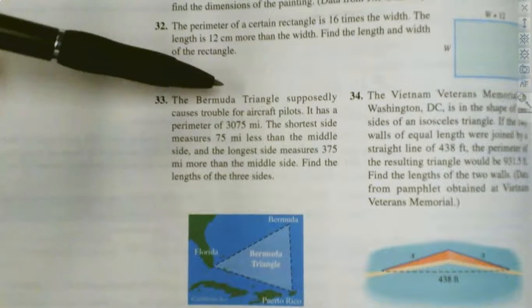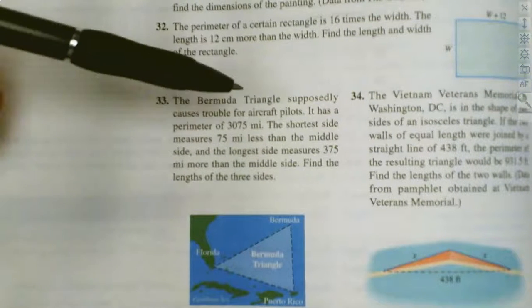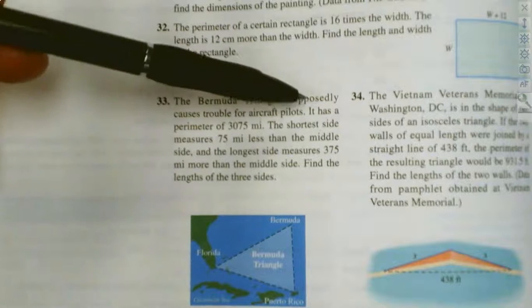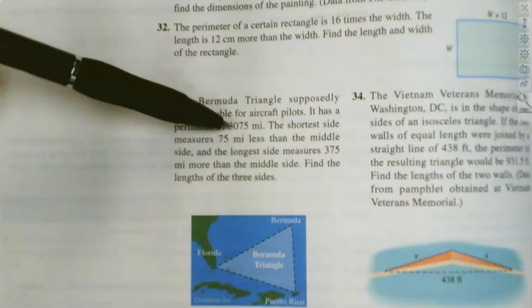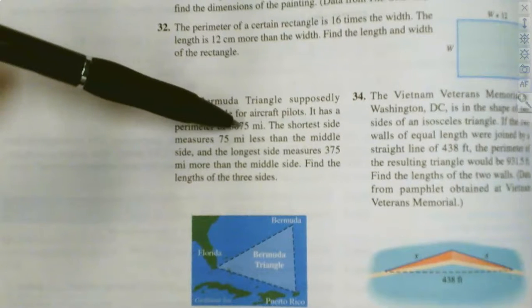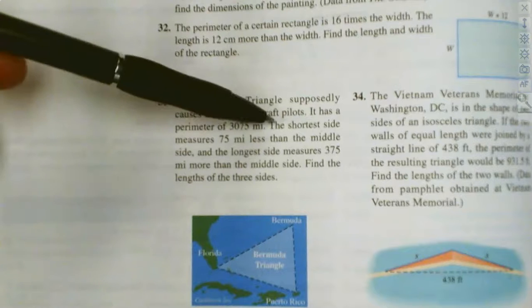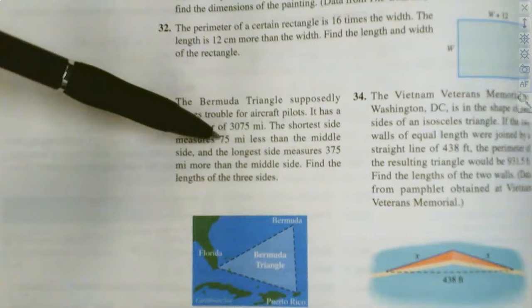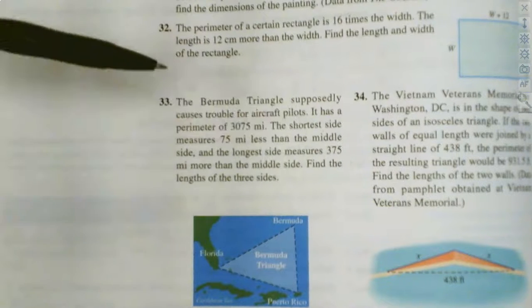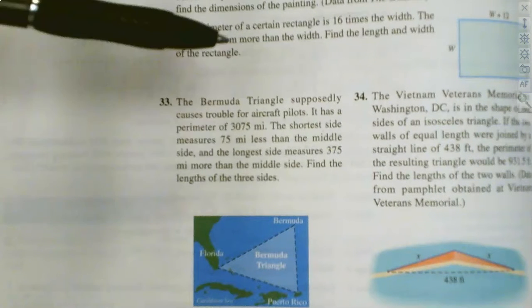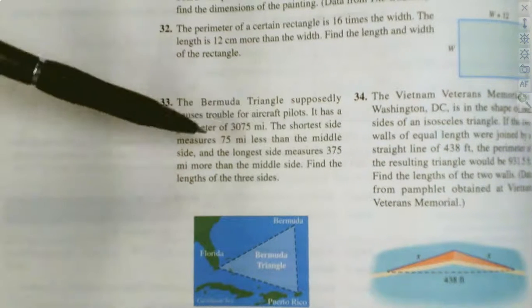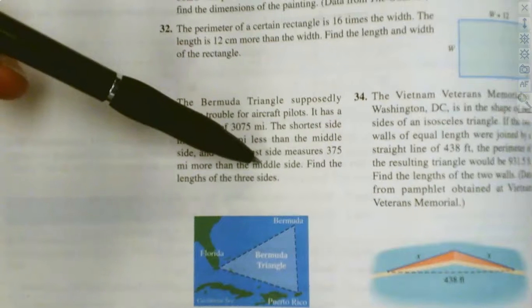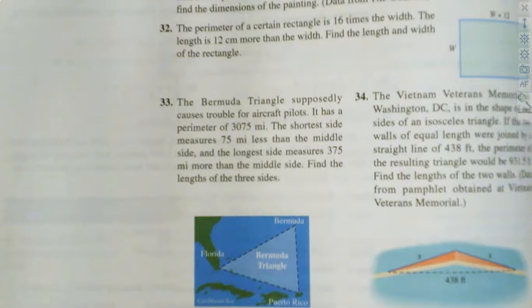So question 33. The Bermuda Triangle supposedly causes trouble for aircraft pilots. It has a perimeter of 3,075 miles. The shorter side measures 75 miles less than the middle side, and the longest side measures 375 miles more than the middle side. Find the lengths of all 3 sides.